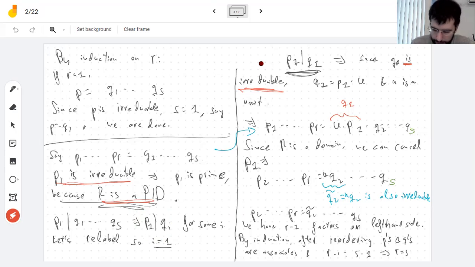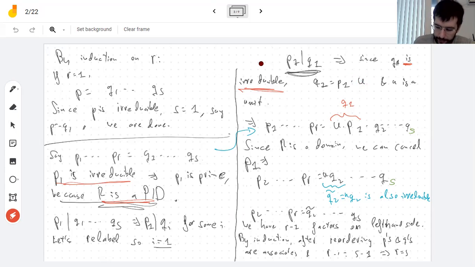So now you're saying one of the factors on the right is a multiple of P1, but I'm also saying I used P1 as irreducible, and everything on the right-hand side is also irreducible. So how can an irreducible be a multiple of another? Well, if they're basically the same. 3 is a multiple of negative 3, but that's pretty much all that can happen. So in a general ring, what would happen is that the missing factor is a unit, which we don't care about for factoring, just like we don't care about negative ones in the integers.